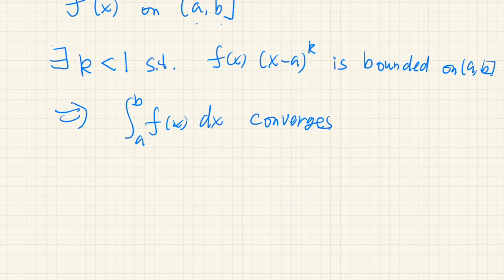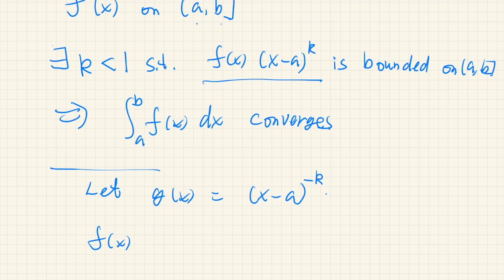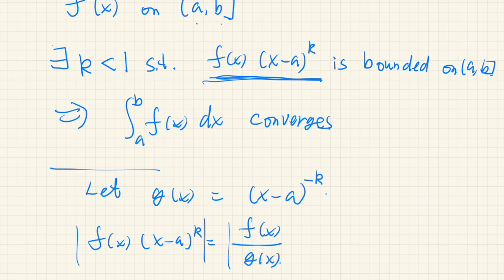In this case, let g of x be x minus a to the power of negative k. That means this function here, f of x times x minus a to the power of k, becomes f of x divided by g of x, right? We are assuming that this function is bounded on this interval.